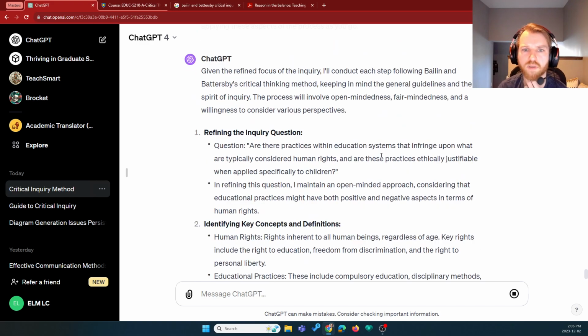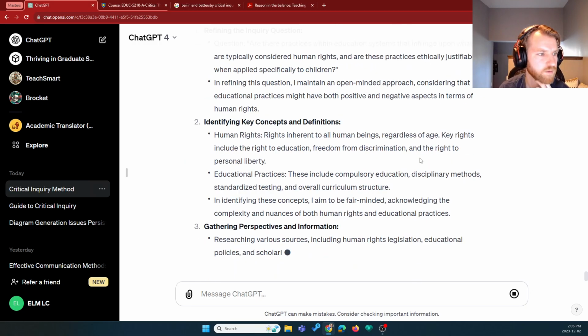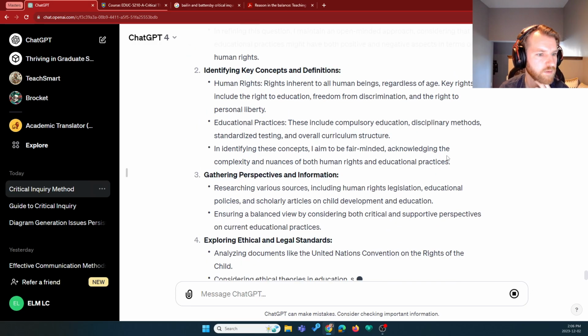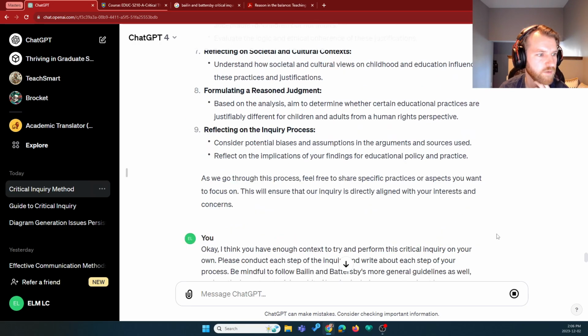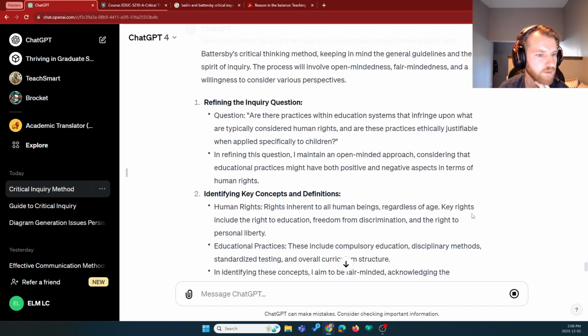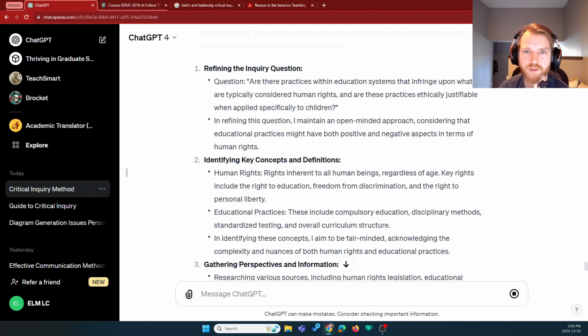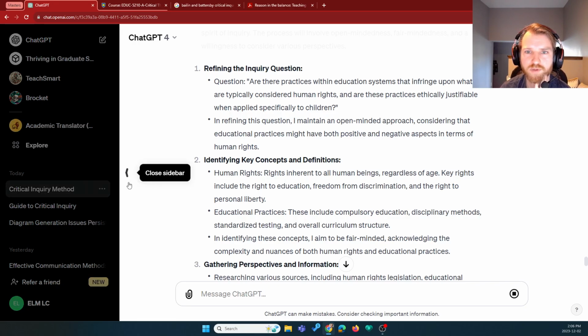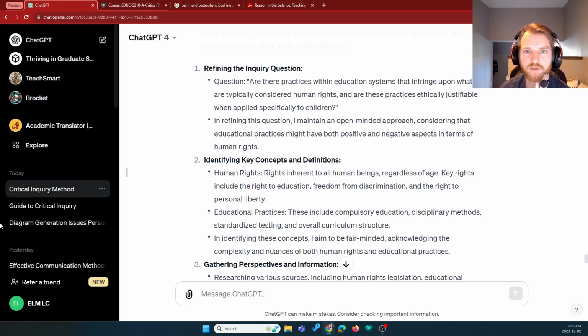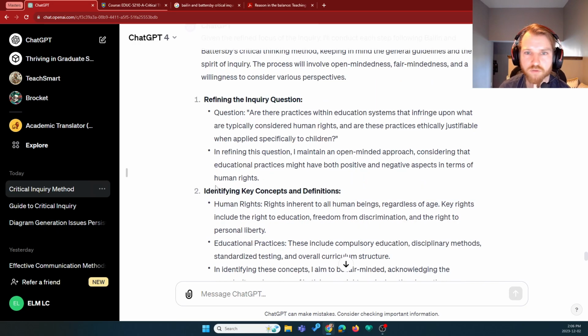Alright, so step one. See if I'm happy with that. Are there practices within education systems that infringe upon what are typically considered human rights, and are these practices ethically justifiable when applied specifically to children? You know what, I think that's exactly what I said before, and maybe I'm just coming around to it a bit now. I do think it's a little bit wordy. I feel like it could be a little bit punchier if we were going to describe that to somebody else, but I think that's fair for the inquiry here.